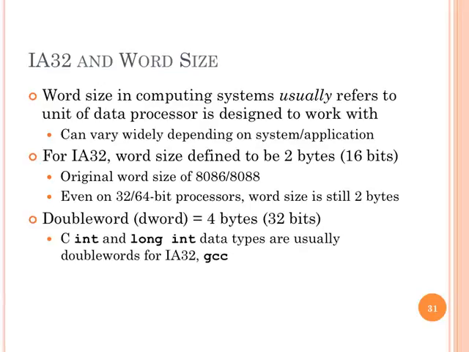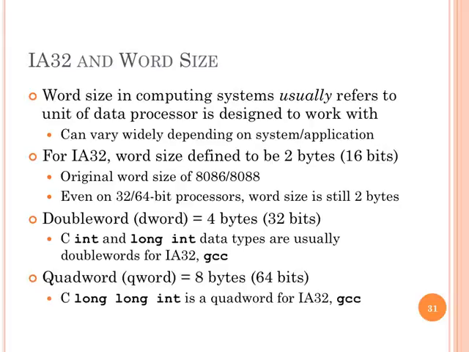So you have these terms: double word, 4 bytes, or 32 bits. And typically, int and long int will be those on GCC. I think it may actually be different in Visual Studio. I think long int might be 64 bits, but I don't remember. And then quad word is going to be 8 bytes. Long int. Like, long int is not enough. I need more long. So add longer to it. So let's see. Long int quad word for IA32 on GCC. Okay?